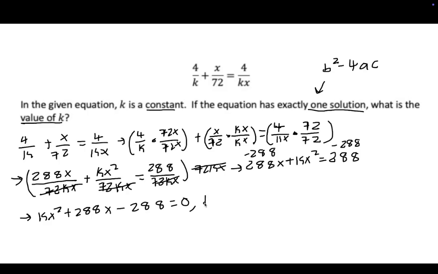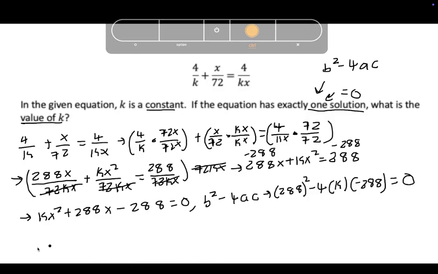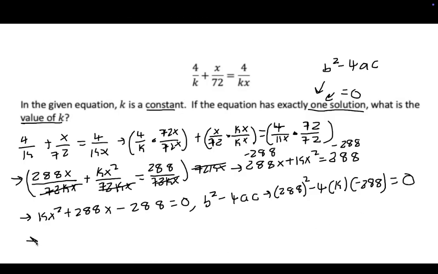And this is where our b squared minus 4ac comes in, so we can find our value of k. So we're going to put in our numbers. Our b is 288. Square that, minus 4 times a, which is k, times our c value, which is minus 288. And because this equation has exactly one solution, we know b squared minus 4ac is going to equal 0. So we just need to simplify and solve for k.